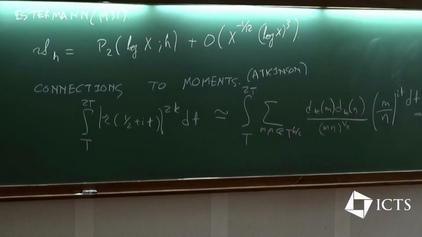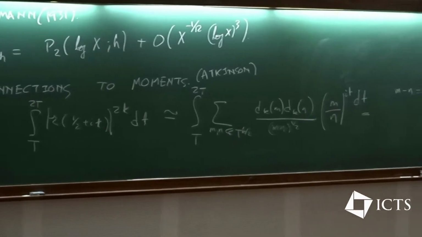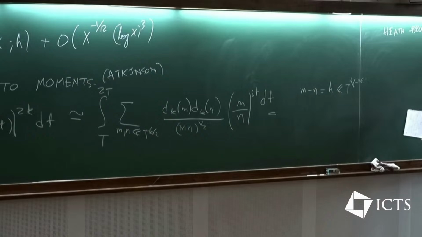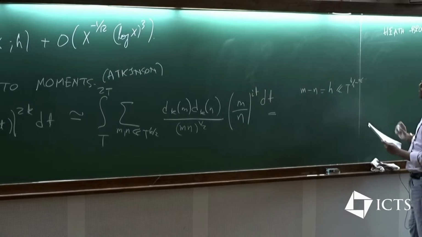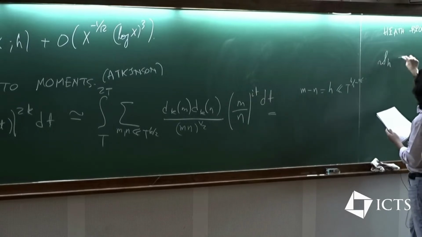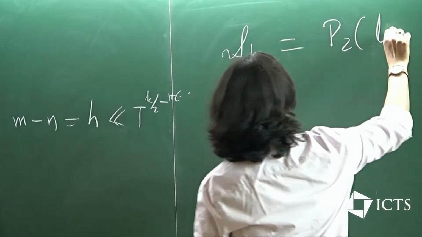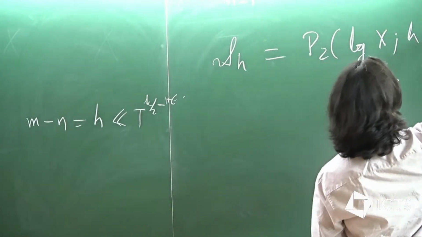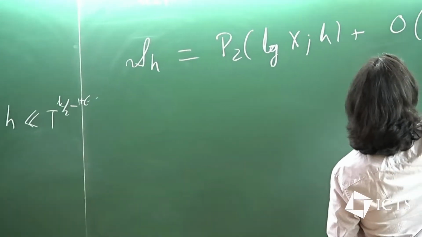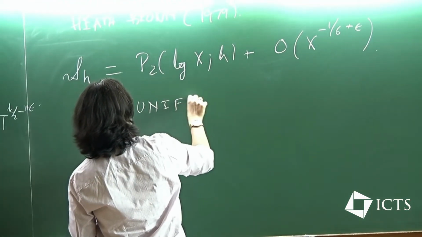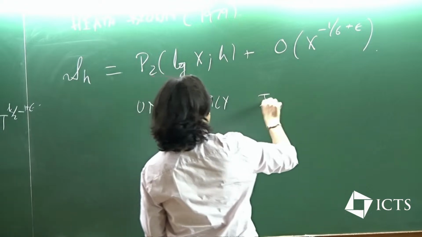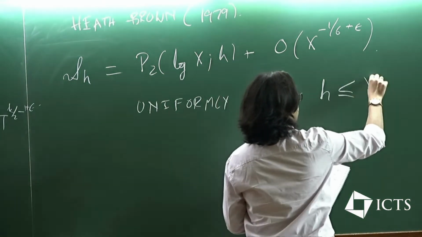And this was used by Heath-Brown in his fourth moment paper, so I guess this is '79. As part of his full asymptotic for the fourth moment, he proves that the shifted convolution sum is given by P_2 log x, so the same main term. And he has an error term which looks like x to the minus 1 over 6 plus epsilon, uniformly in h, which can go up to x to the 5 over 6.